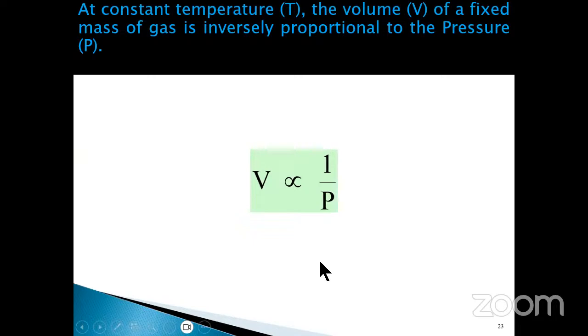And if we were to express it mathematically, we can express it this way. I don't know if you're familiar with this symbol. I don't know if you're familiar with this symbol.